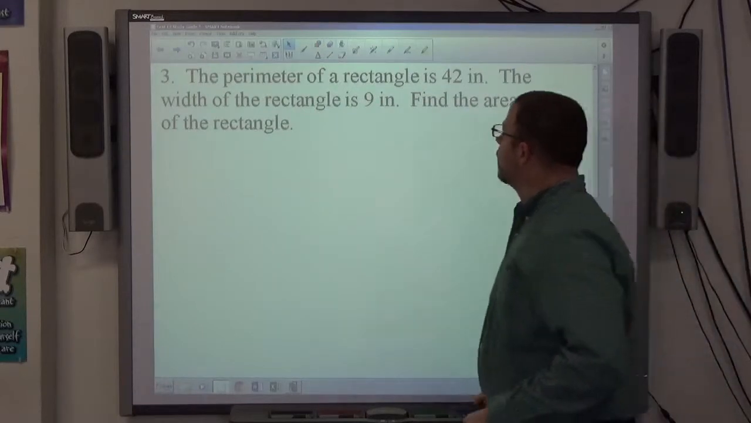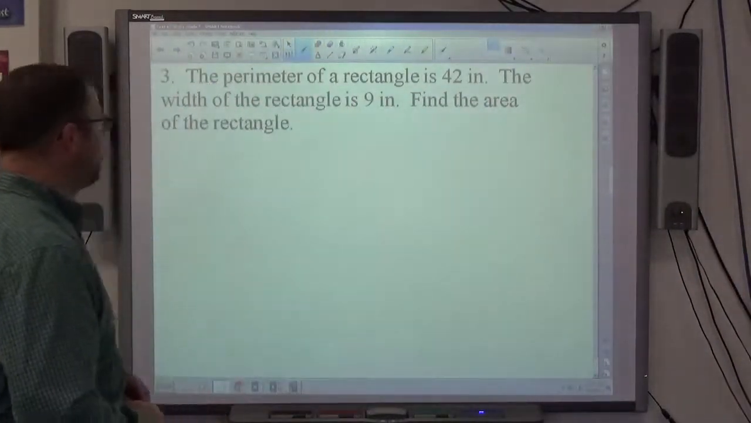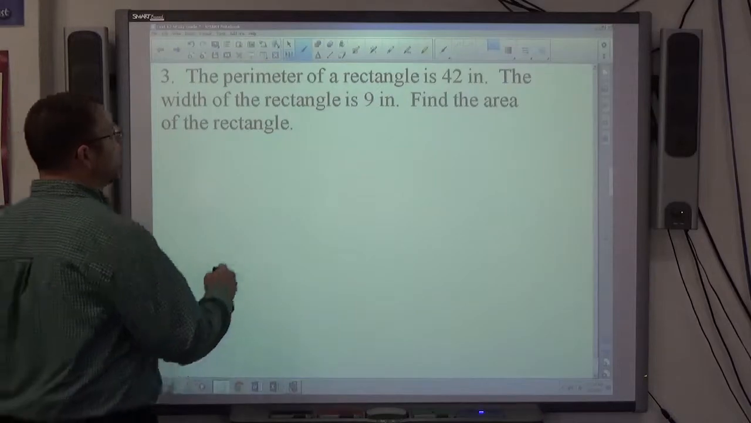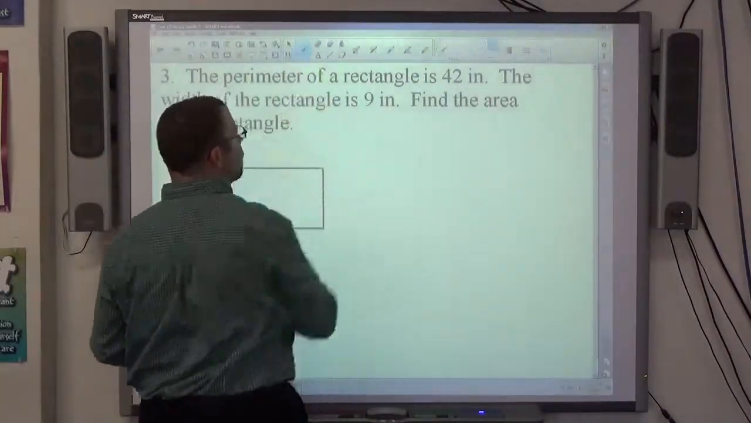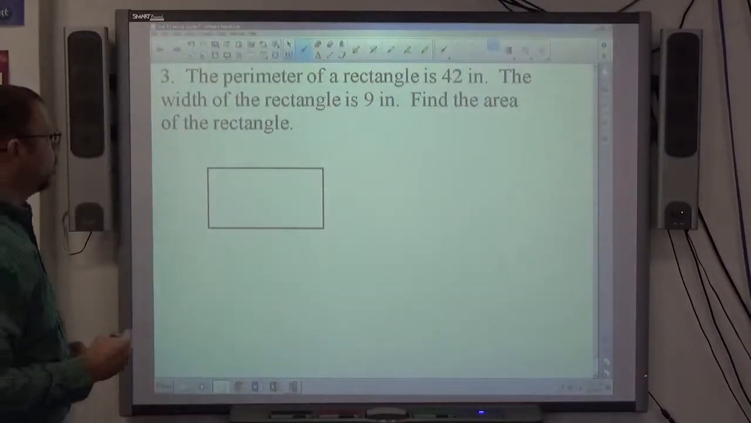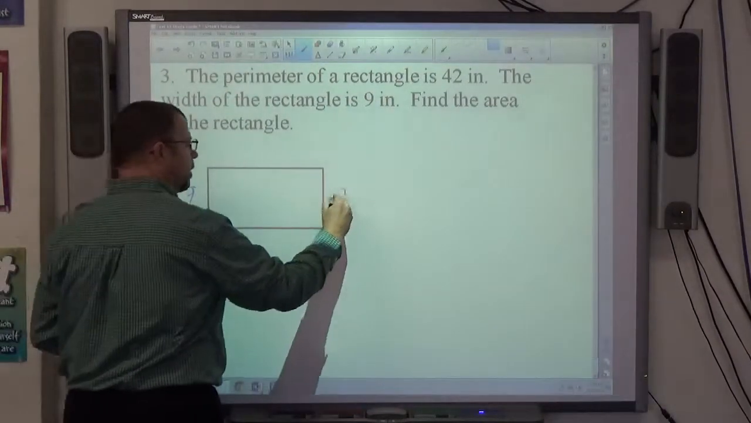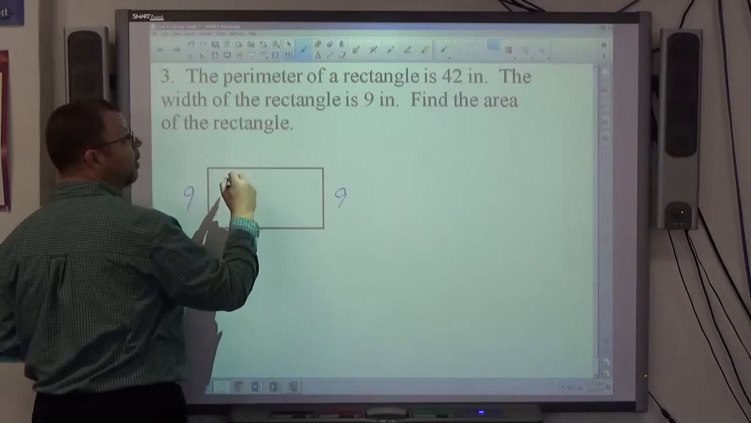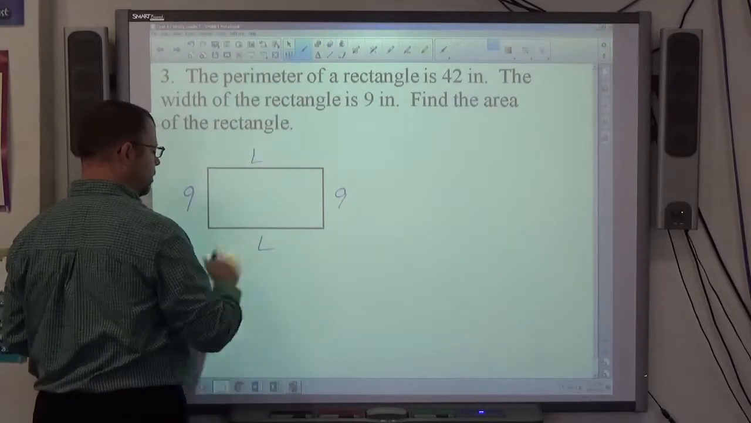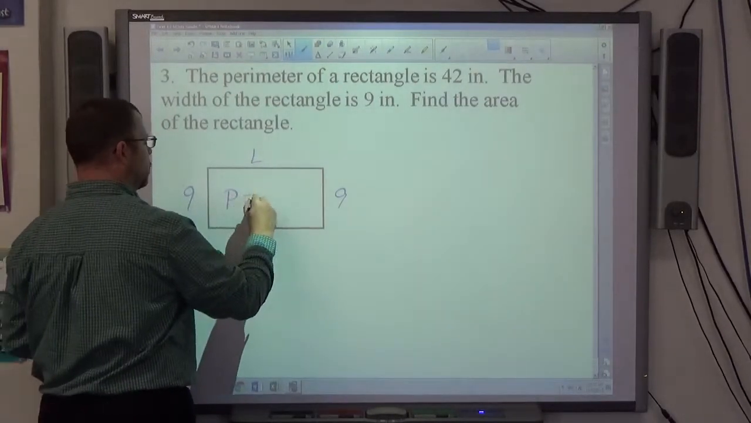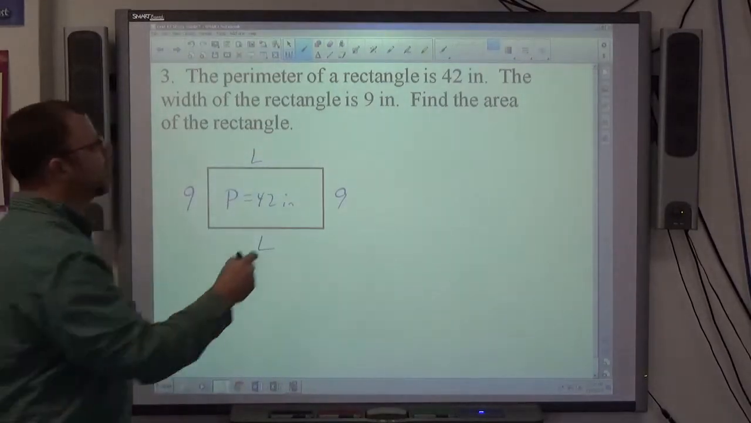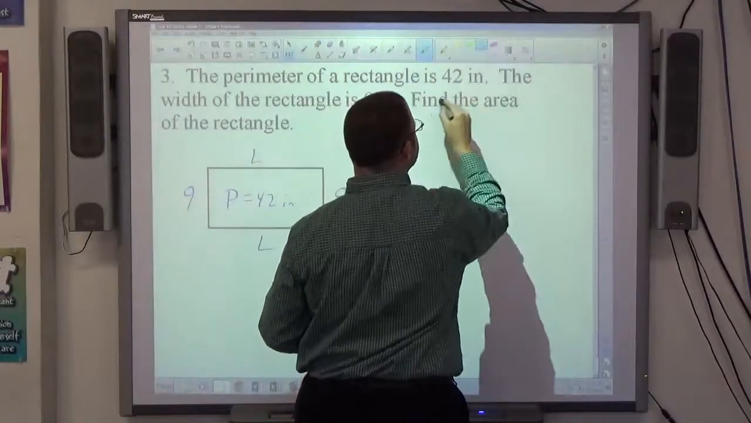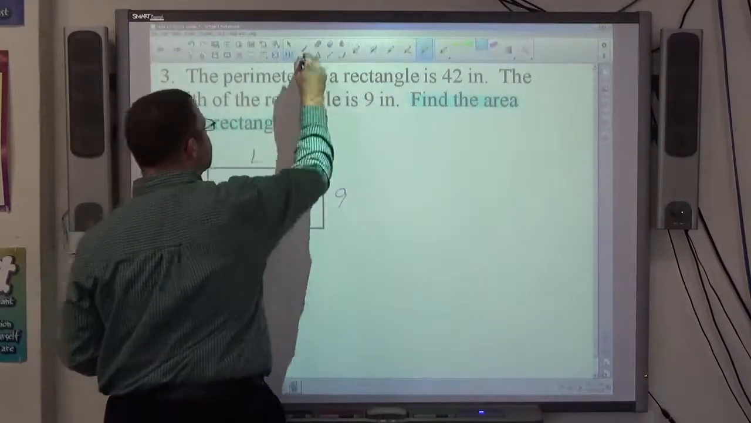Number 3, the perimeter of a rectangle is 42 inches. The width is 9 inches. Find the area of the rectangle. So if we have a rectangle, first thing I'm going to do is draw a rectangle. I put down facts about the rectangle that I know. The width is 9 inches. The length I don't know. The perimeter is 42. So add up all those numbers, you get 42. The question they're asking me is to find the area of the rectangle.